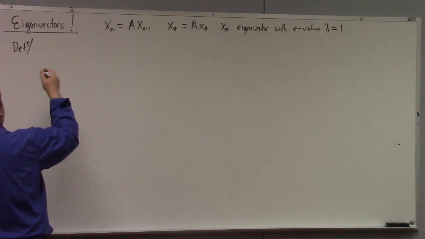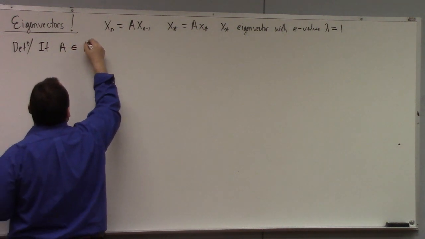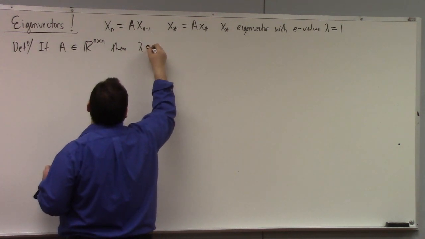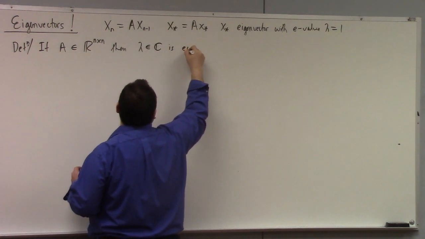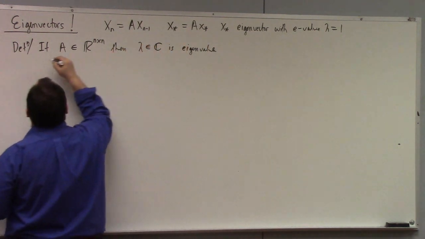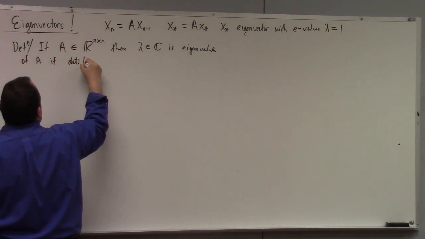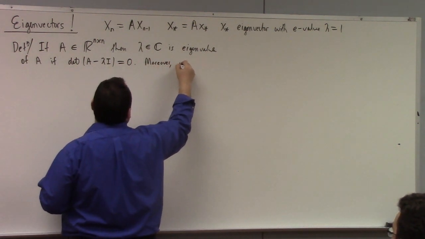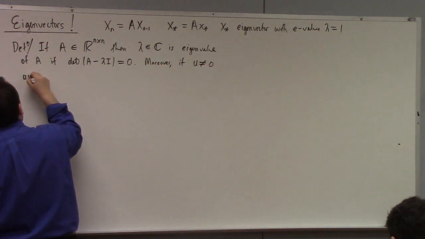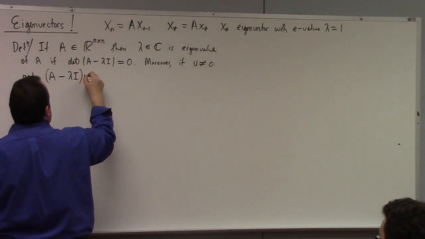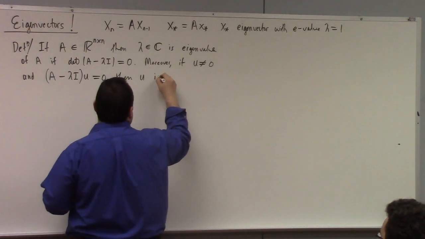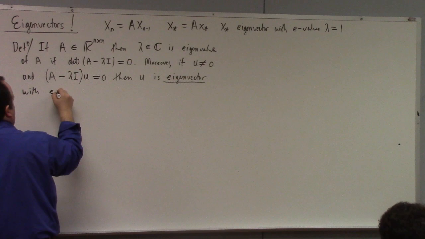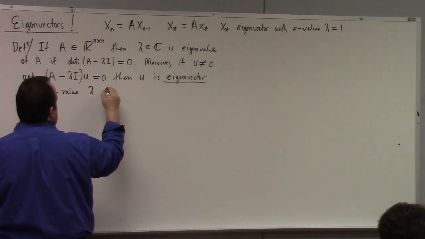So here we go. If A is an n by n matrix, then, I'll give the definition I give in my notes: lambda in C is an eigenvalue of A if the determinant of A minus lambda I is equal to 0. Moreover, if u is not equal to 0 and (A minus lambda I) times u is equal to 0, then u is an eigenvector with eigenvalue lambda for A, all right?